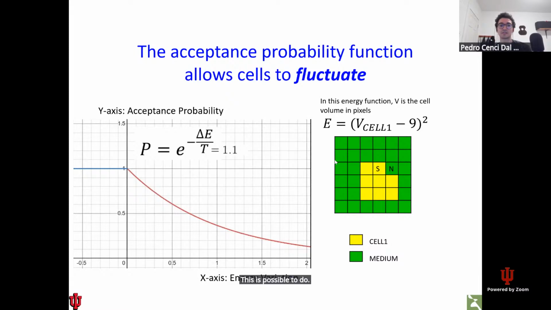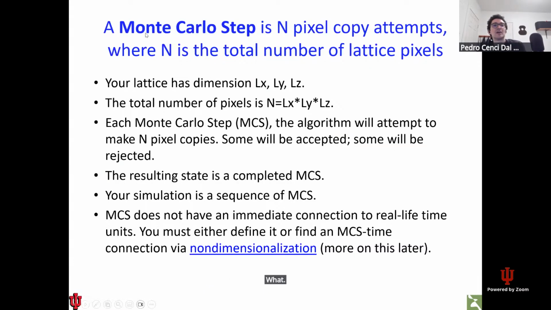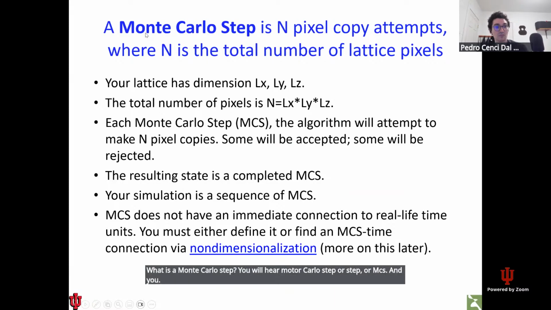But usually in practice, you just set something that gives your cell the behavior you expect. What is a Monte Carlo step? You hear Monte Carlo step or MCS, and you read about it as well when you're studying the Cellular Potts model. So let's give it a definition.